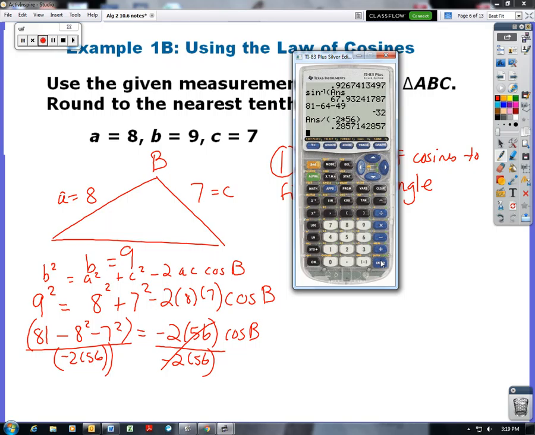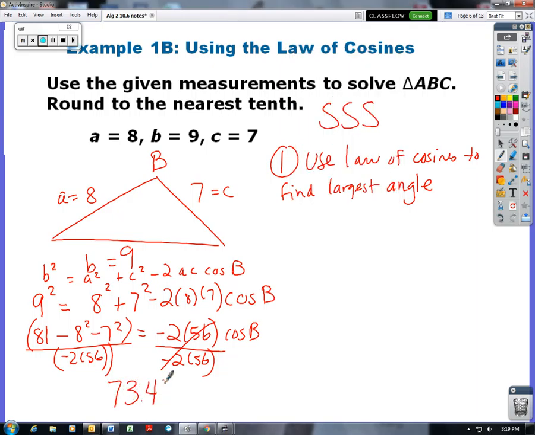That means we have to do inverse cosine in order to get b. So second cosine, second answer, enter. And angle B is 73.4 degrees. Oh, it wasn't obtuse after all. All right.